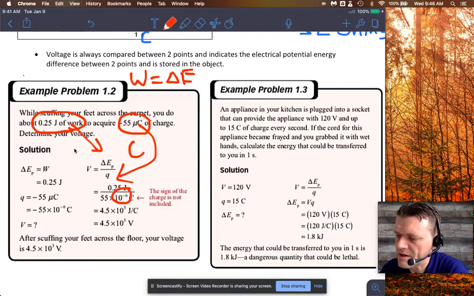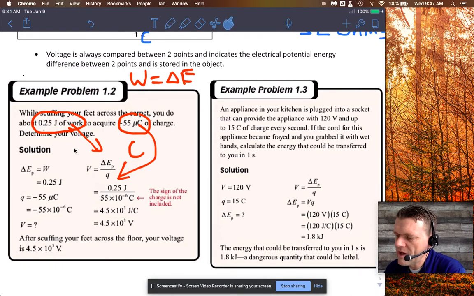They turned that into 10 to the negative 6, and then they came up in this case with a voltage of 4.5 times 10 to the third, or 4,500 volts. Okay, which sounds like a big number, but you can have pretty high voltages, and they're not really that risky. But you should always respect electricity anyway.